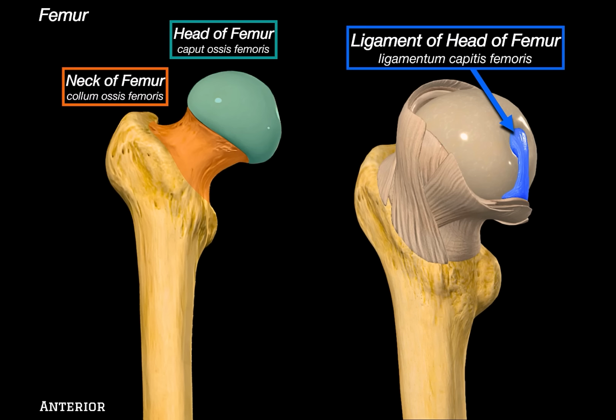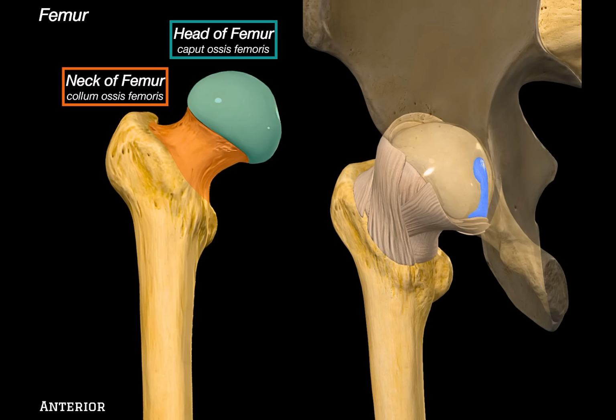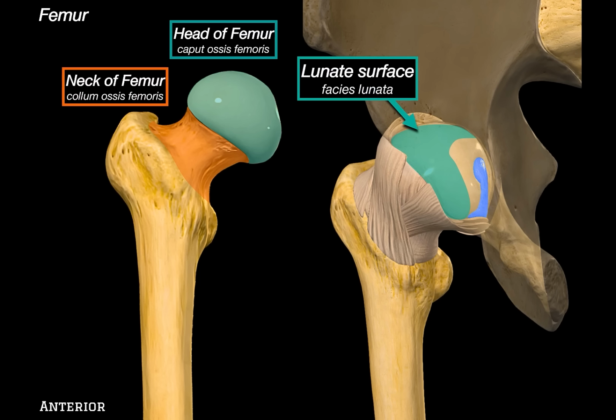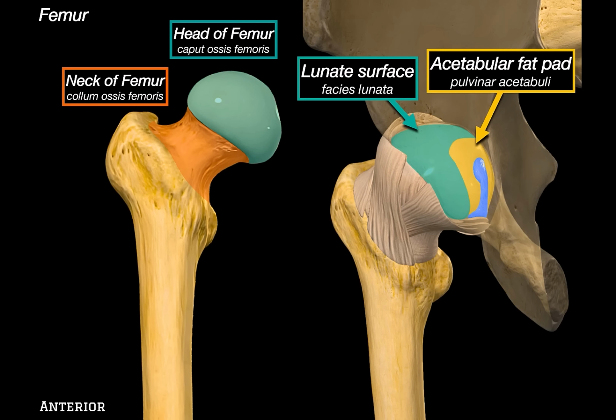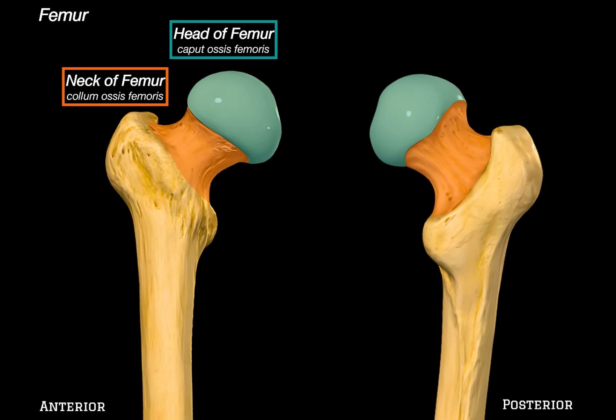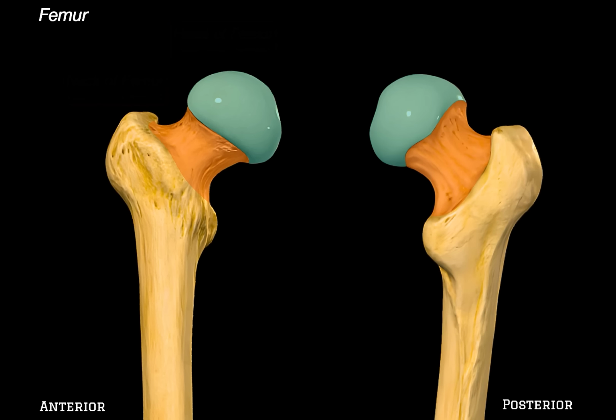So, in context, here you see the femoral head sitting inside the acetabulum. I have faded the hip bone a bit so you can see this more clearly. And right here, you can see how the ligament of the head of the femur attaches to the fovea. Another thing is, the head of the femur actually articulates with the lunate surface of the acetabulum, and in this space right here, it's cushioned by the acetabular fat pad. If you want to learn more about the hip joint in detail, I've covered that in the previous video, so feel free to check that out, but let's move on and continue with the rest of the proximal femur.